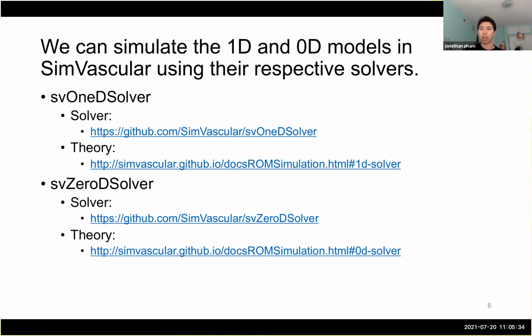Then we can simulate these 1D and 0D models using their respective 1D and 0D solvers, which you can find on the posted GitHub repositories here. These solvers are also integrated into Synvascular already. In the next section, I'll briefly cover the relevant theory governing these reduced order models, but you can also find more detailed information in the linked documentation found on this slide.